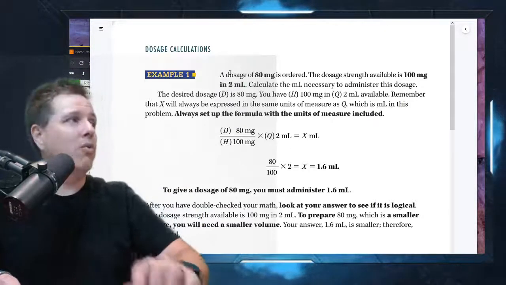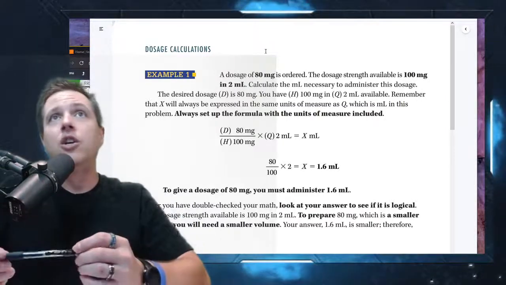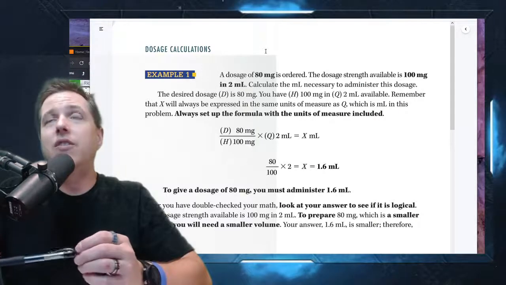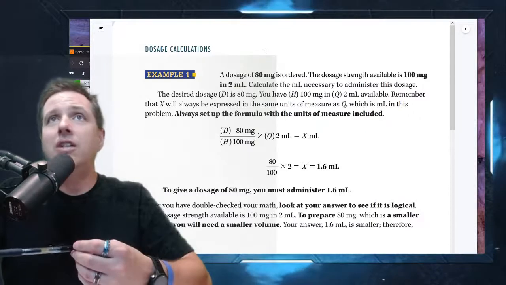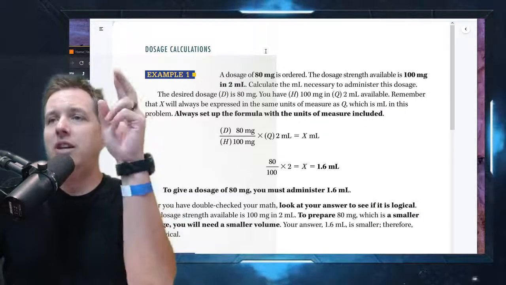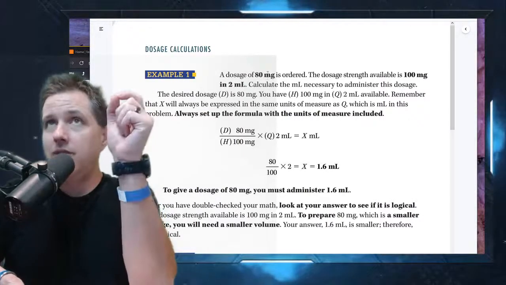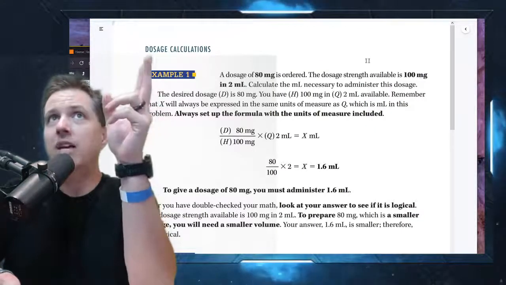So you can see, what do we have here? So a dosage of 80 milligrams is ordered. The dosage strength available is 100 milligrams in 2 milliliters. Calculate the milliliters necessary to administer the dosage. So see, they've given us 100 milligrams is what we have. So that gives us a ratio.